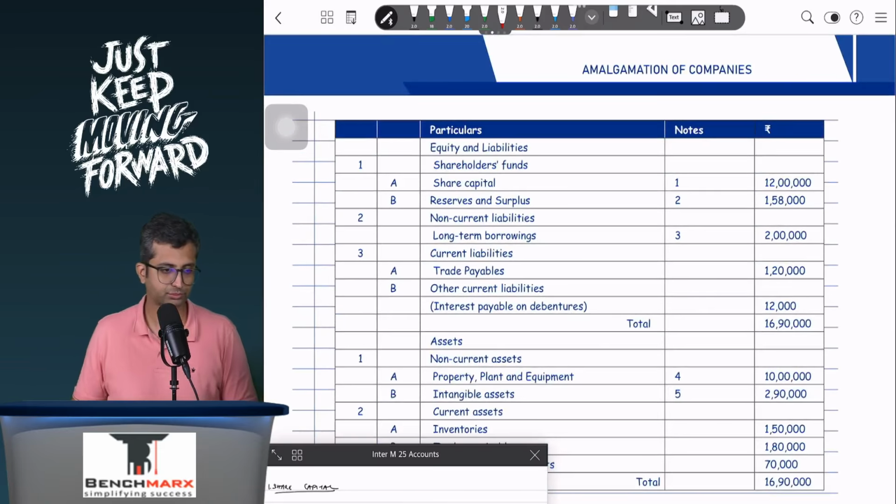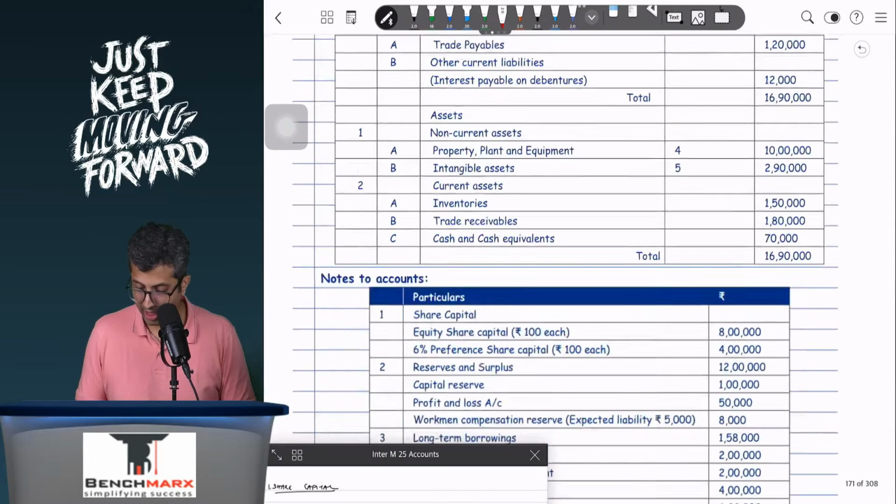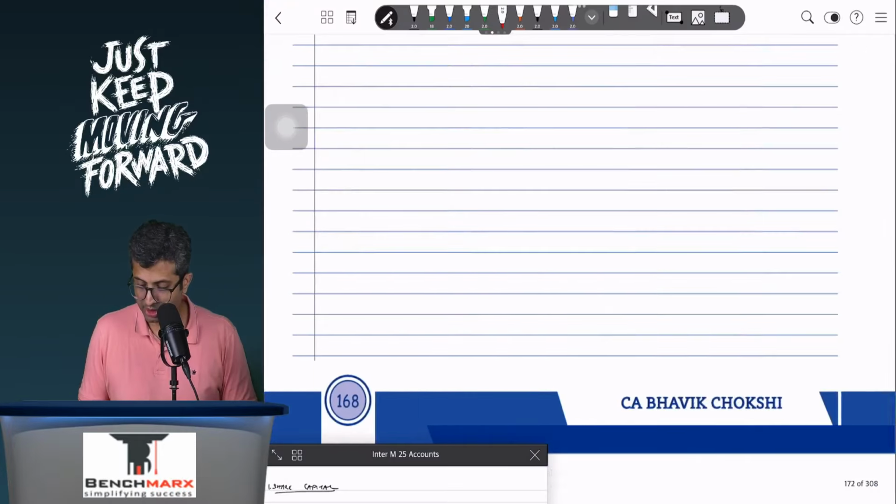So over here, you have this entire balance sheet, notes to accounts. WYE wants to take over all assets except cash. So cash is not taken over. And liabilities except interest due on debentures. So these are the items which are not taken over. And pay the following amounts. This will be your PC.